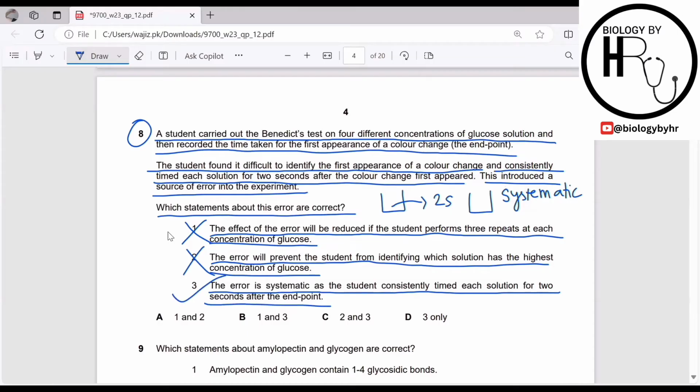Why? Because he should not have timed it after 2 seconds of the endpoint. Instead, what he should do is immediately stop the stopwatch when the first color change appears. He should not wait for a further 2 seconds. Hence, the answer over here is option D, 3 only.